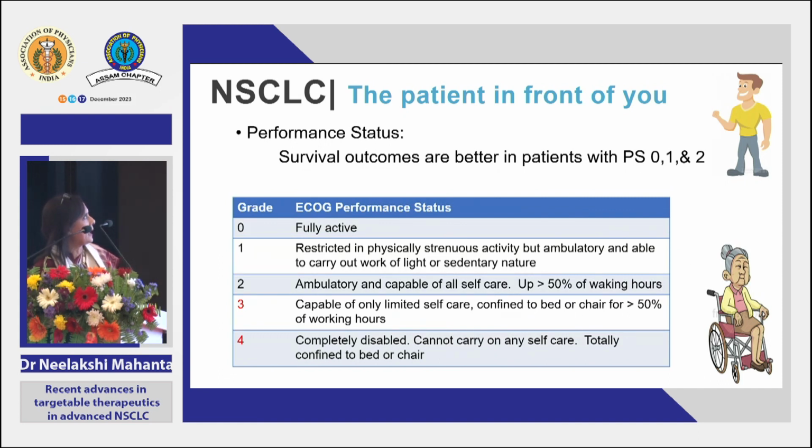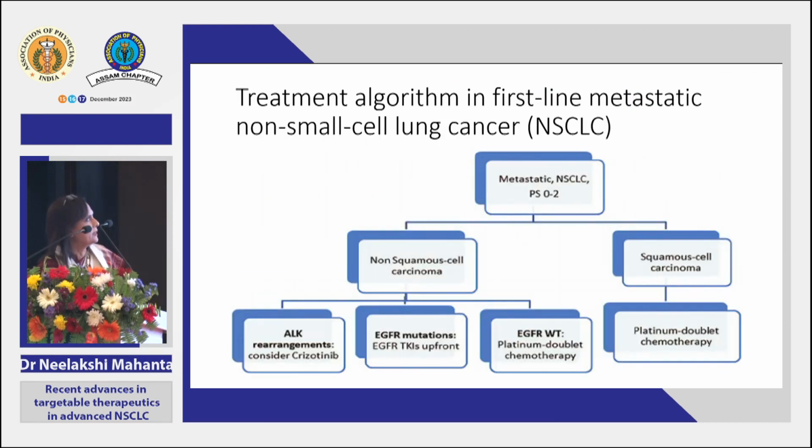Is this patient as good as this, or is he coming in a wheelchair? If the patient is this kind of a patient, that's a performance status 0 or 1 or 2, then the chances of survival are quite good. Whereas if it's this, then probably this patient would require more palliative care. So this is the broad treatment algorithm.